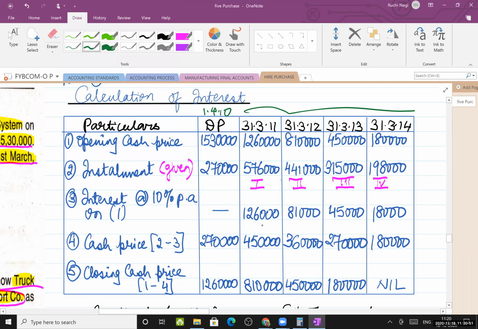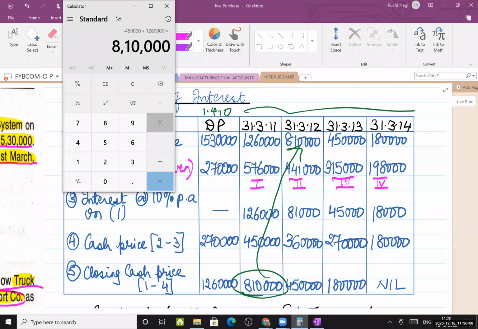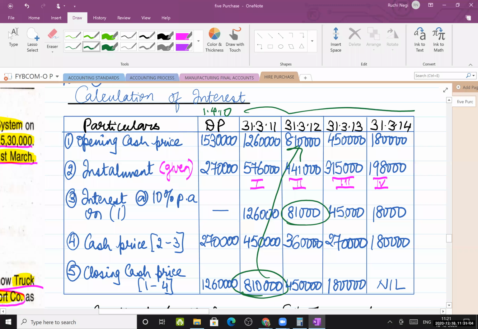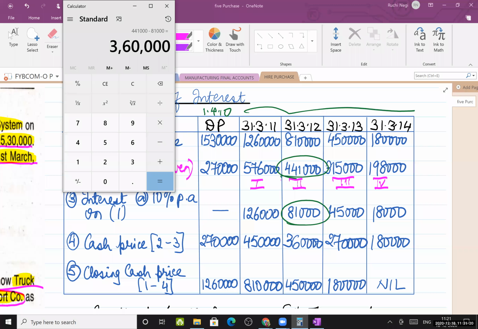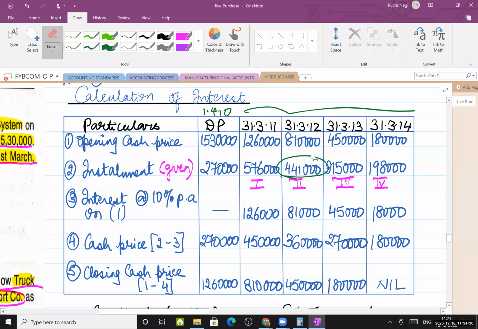8,10,000. This 8,10,000 will become opening cash price. अब जब मैं इंटरेस्ट निकालूंगी अभी नेक्स्ट तो 8,10,000 पे निकालूंगी. 10% कितना हो जाएगा? 81,000. ओके या. इंस्टॉलमेंट दिया हुआ है क्वेश्चन में. सेकेंड इंस्टॉलमेंट इज 4,41,000. सो 4,41,000 माइनस 81, 3,60,000. तो इतना इंटरेस्ट में अभी तक पैसा दे चुकी हूँ. माइनस 8,10,000. So 4,50,000 अभी मेरा आउटस्टैंडिंग है in the second year.